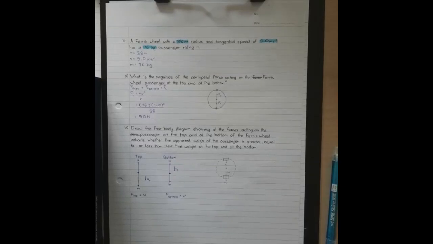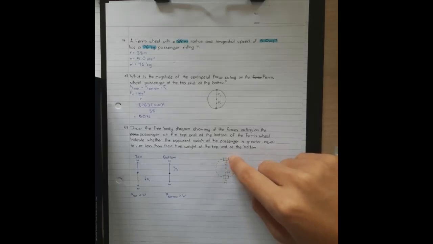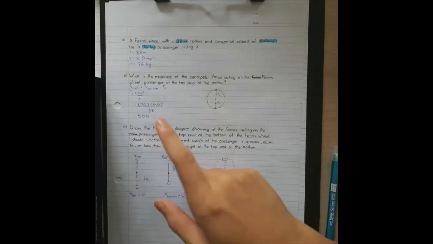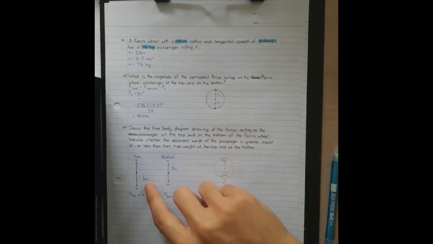So, untuk soalan B, dia minta draw the free body diagram showing all the forces acting on the passenger at the top and at the bottom of the Ferris wheel. Indicate whether the apparent weight of the passenger is greater, equal to, or less than their true weight at the top and at the bottom. So kita tahu yang Ferris wheel ni bentuk bulat kan. So kita kalau kat atas, kita tengok dia punya free body diagram dia, weight dia tetap akan ke bawah, normal dia tetap akan ke atas, sama juga dengan bottom. Tapi yang berbeza ialah dia punya arah centripetal acceleration.